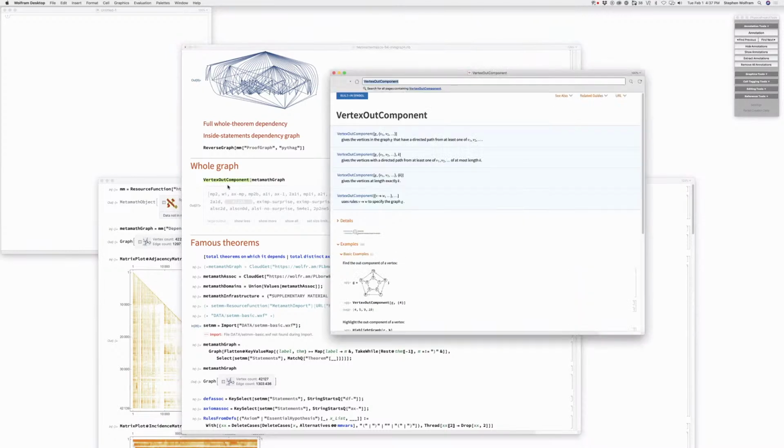Okay, so here, what we want to do is for every element, it's like the out component. I don't think you can just say vertex out component to get the thing for the whole graph, can you? No. Okay, so for every element here, well, we can also use the adjacency matrix. How do we get this? We want the direct dependence.